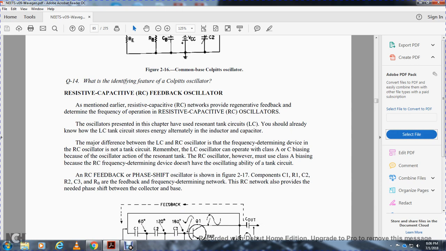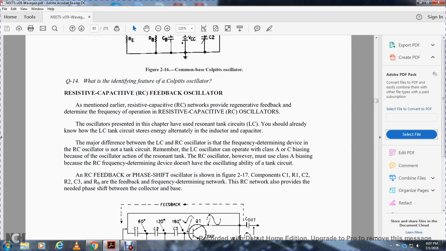Resistive capacitive feedback oscillator. As mentioned earlier, the resistor-capacitor network provides negative feedback and will determine the frequency of operation. The LC oscillator has a resonant tank circuit with its inductor and capacitor. You should also know that the LC tank circuit stores energy alternately in the inductor and capacitor. The major difference between the LC and the RC oscillator is that the frequency-determining device of the RC oscillator is not a tank circuit.